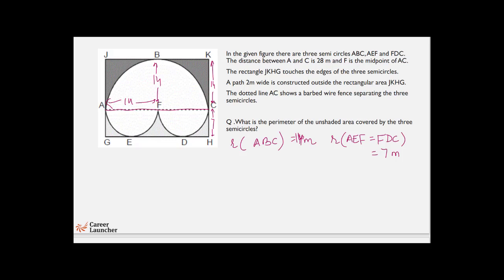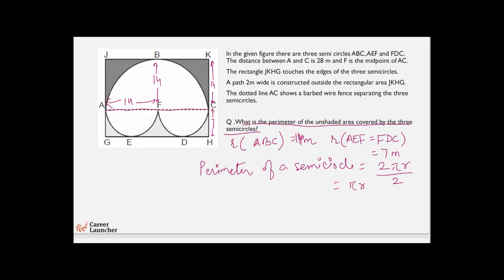Now the first question is, what is the perimeter of the unshaded area covered by the 3 semicircles? As you can recall, the perimeter of a semicircle is half of the perimeter of a circle. So that comes out to be 2 pi r, which is the perimeter of a circle, divided by 2, that is pi r.